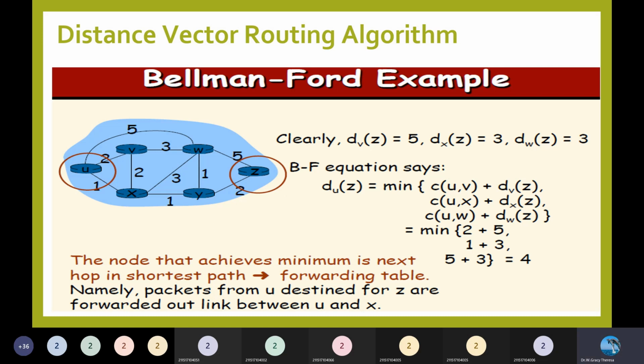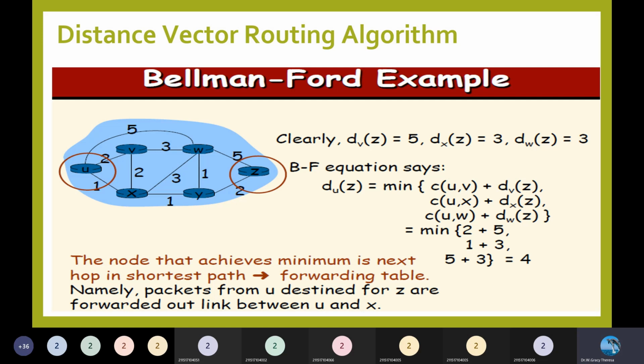Now the distance between V and Z. Please be clear: the distance from V to Z is given as 5. How do we know that the distance from V to Z is 5? From V to W it is 3, then W to Z is 5, so 3 plus 5 is 8 actually. But they are saying the distance from V to Z is 5. So that is the calculation we are going to find out.